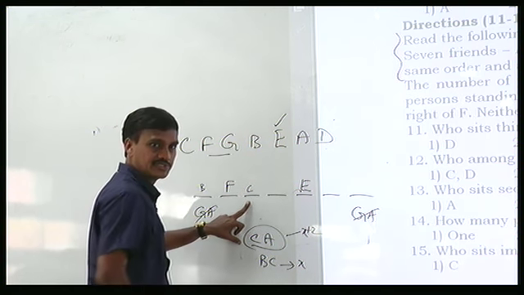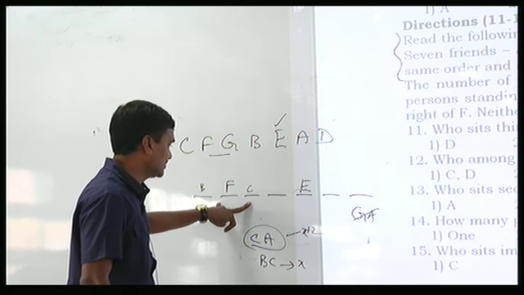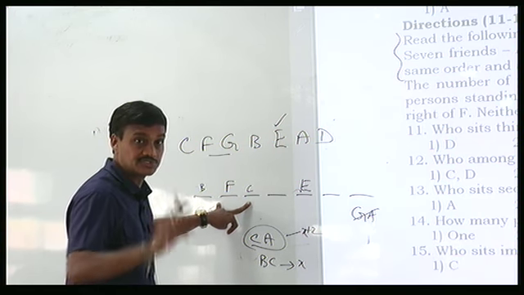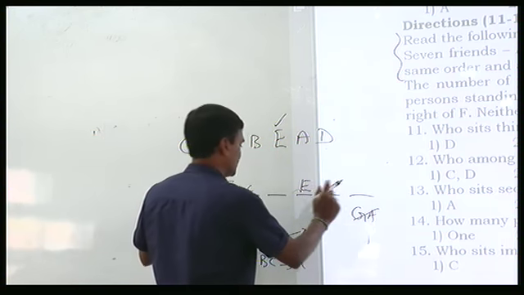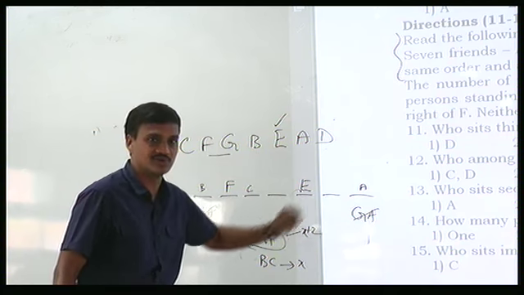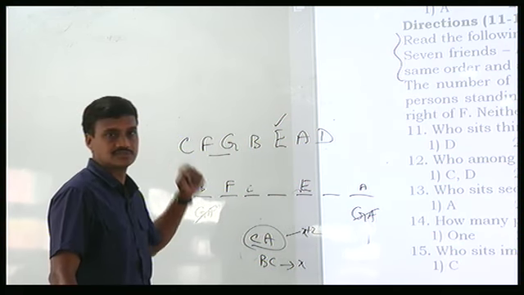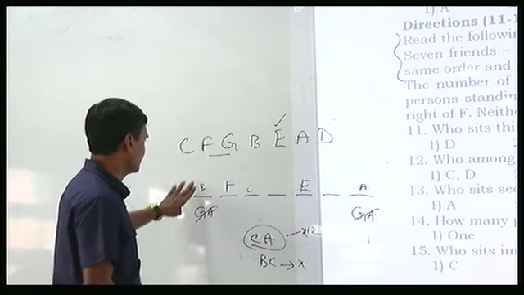If you take B at this place, how many persons in between B and C? 1. Hence between C and A, there must be how many persons? 3 persons. Isn't it? 1, 2, 3. A can be here. This is one of the possibilities. But A cannot be here. Hence C cannot be at any one of the centers. Clear now? Hence C must be here.